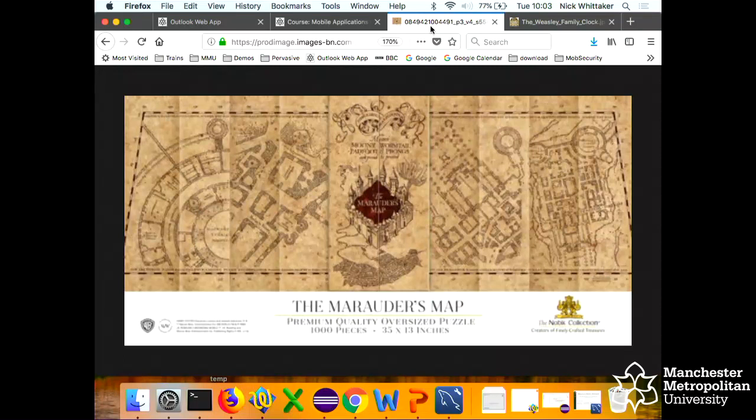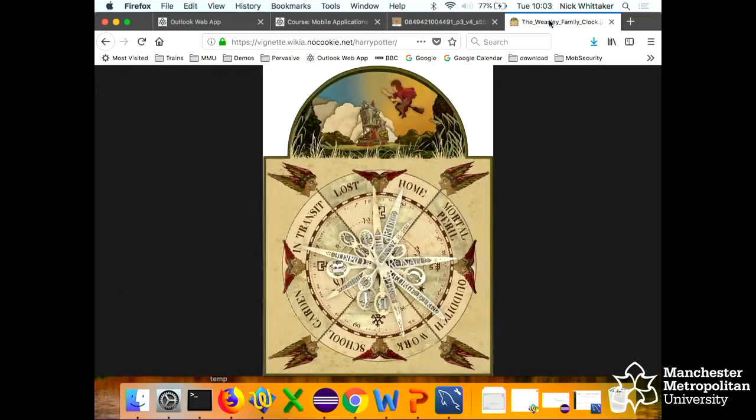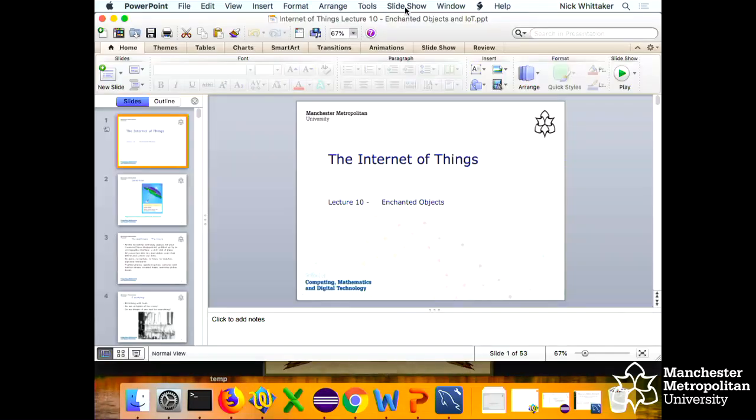Or similarly, anybody recognise this one? Well spotted there, the Weasley family clock, where you can see on the hands of the clock the different people and what sort of state they're in. There's a bit like a barometer there: home, mortal peril, or enchanted, all that sort of thing. A bit of a change maybe from what we're thinking about with IoT.